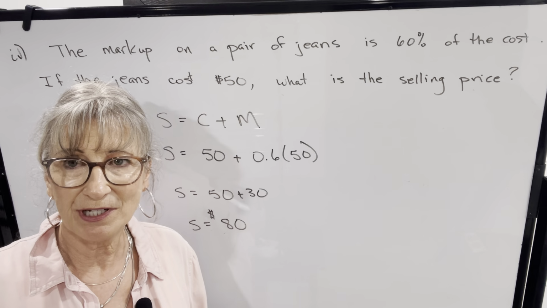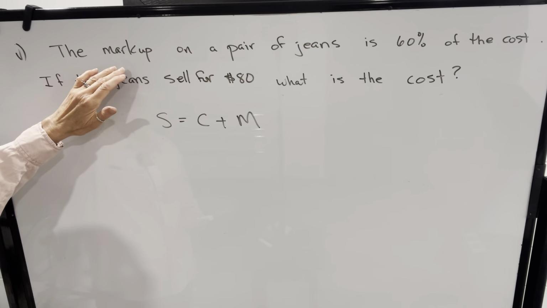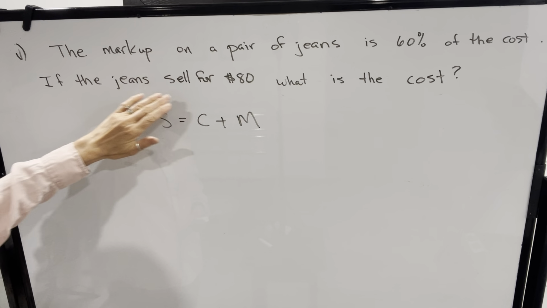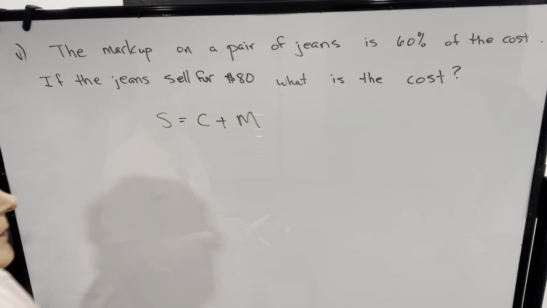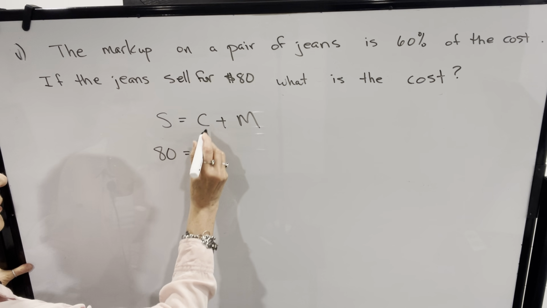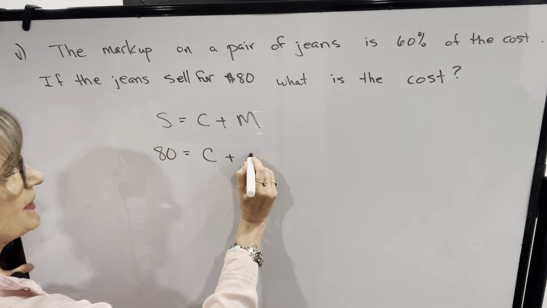Let's take a look at how you would handle this if you were given the selling price and asked to find the cost. So the markup on a pair of jeans is still 60% of the cost, but this time we know the selling price is $80 and we want to find the cost. So we plug in $80 for selling price. We don't know what the cost is, and the markup is 60% of the cost.